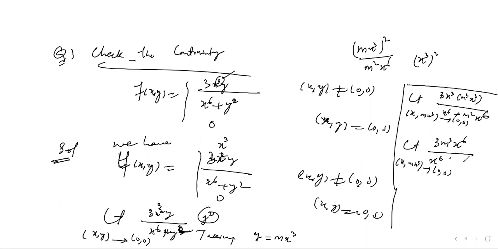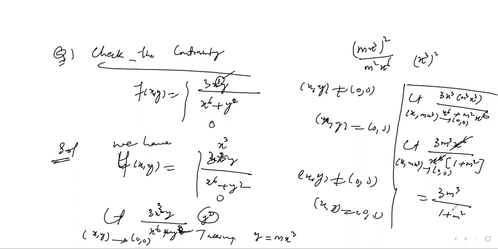ओके, तो फिर 1 plus m square, square. This and this will cancel out, तो अब लिमिट अप्लाई नहीं होगा, तो हमें क्या लिखना है? This is equal to 3m cube divided by 1 plus m square, square. Limit exists or not? Limit does not exist. Why?